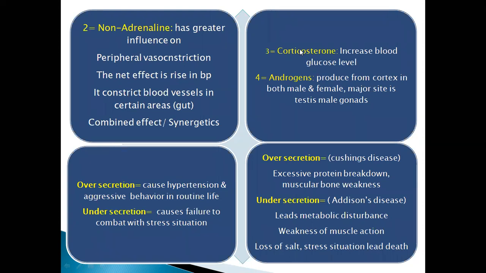Okay, now I am telling you about its oversecretion and undersecretion. If in your body the medullary hormones are in oversecretion, meaning they are excess in amount, they cause hypertension and aggressive behavior in routine life. A person can feel such situations if this hormone is releasing in excess amount. And if a person has undersecretion of this hormone, it causes failure to combat stress situations. He or she cannot fight the stress situation.